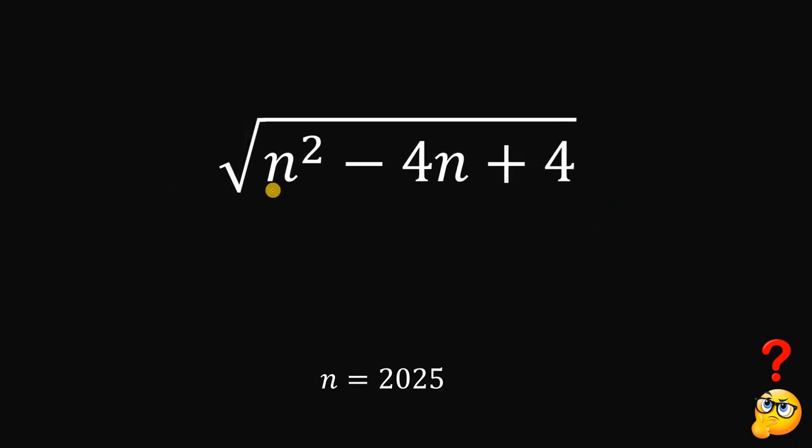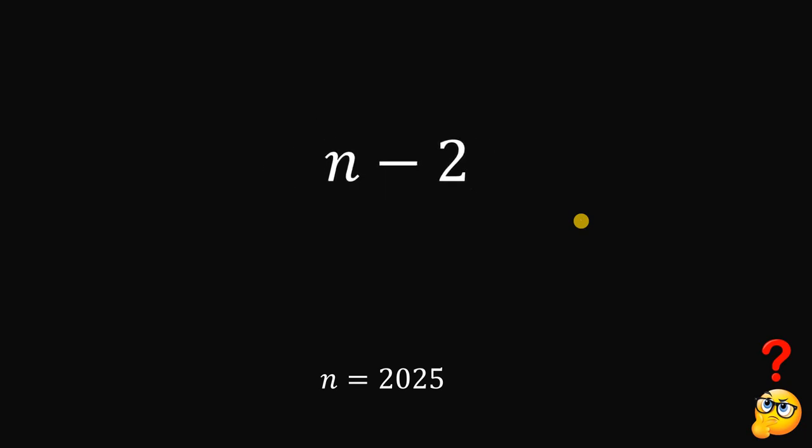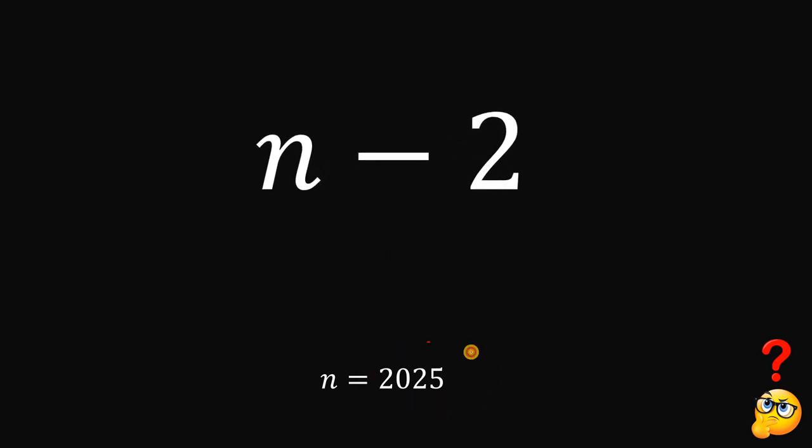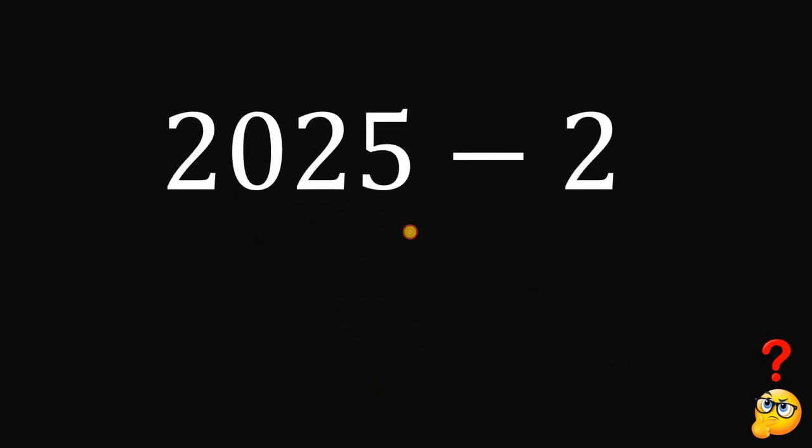Now, what is the factor of n squared minus 4n plus 4? If we factor this out, this is just n minus 2 raised to the power of 2. So, we have the square root of n minus 2 raised to the power of 2. You can cancel out the square root and squared. So this is just n minus 2. Now take note that n must be equal to 2025. And 2025 minus 2, very simple, this is just 2023. And that is the answer to this question.